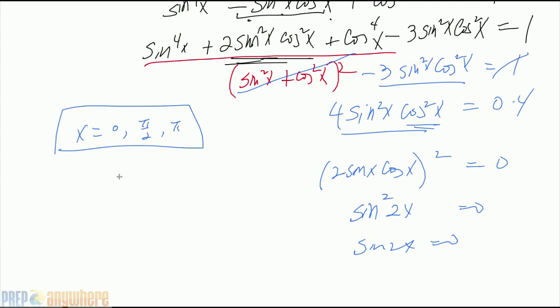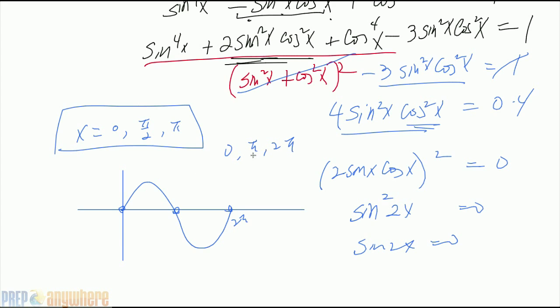So if it's 2x, you gotta drop all the way up to here, right? It's 2 pi. So the answers are here, here, and here. So that's 0, pi, and 2 pi, right? That's what 2x is equal to. So what's x? Same answer, right?